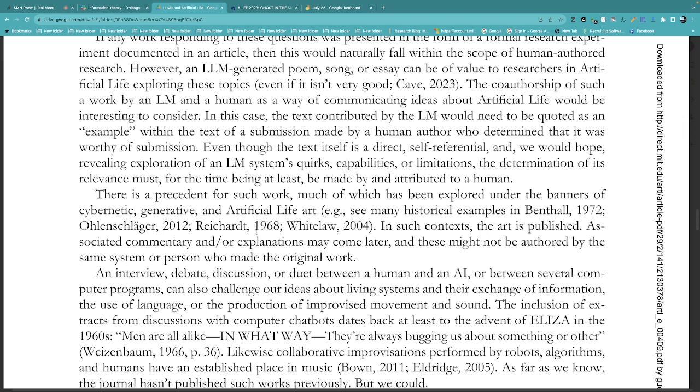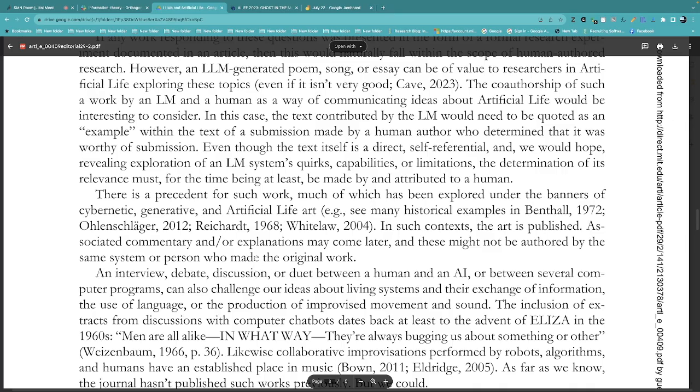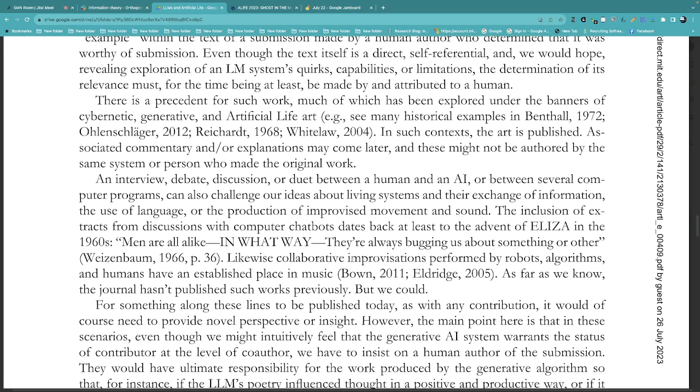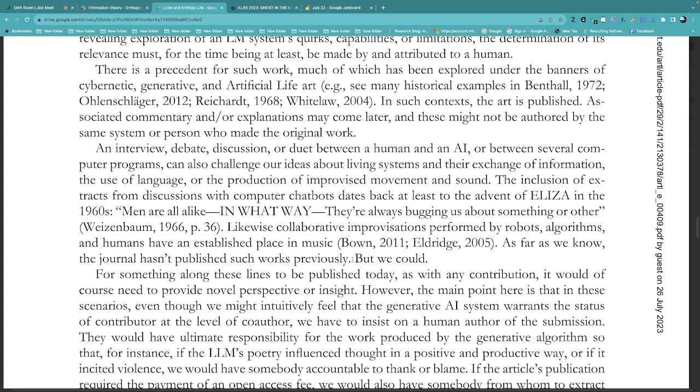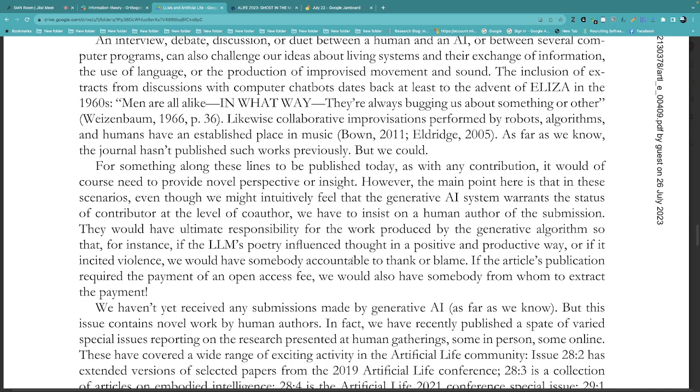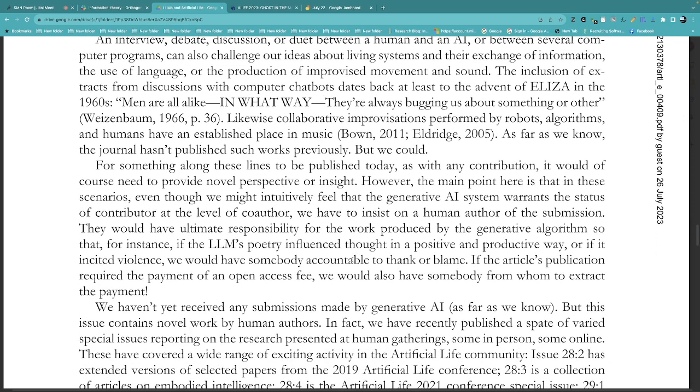And this has been going on for years. In such contexts, the art is published. Associated commentary and explanations may come later, and these may not be authorized by the same system or person who made the original work. So, chatbots go back to the 1960s with Eliza. So we've had chatbots for a long time too.